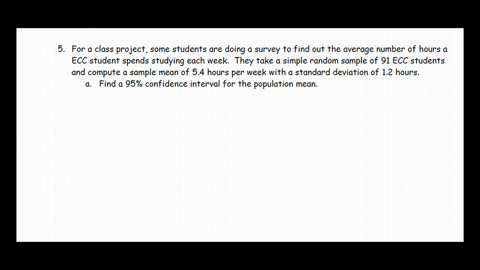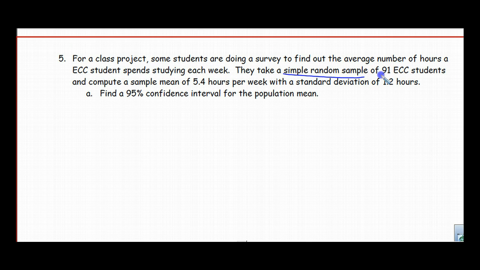Number 5, for a class project, some students are doing a survey to find out the average number of hours ECC students spend studying each week. They take a simple random sample of 91 students, that's important, so let's say simple random sample, 91 students, and compute a sample mean of 5.4 and a standard deviation of 1.2. Find the 95% confidence interval for the population mean.